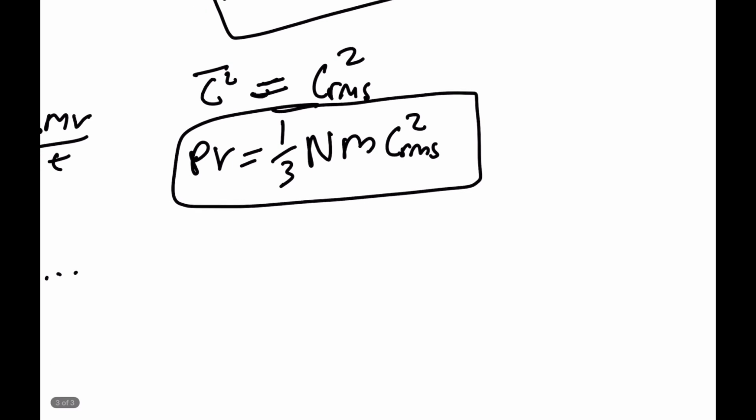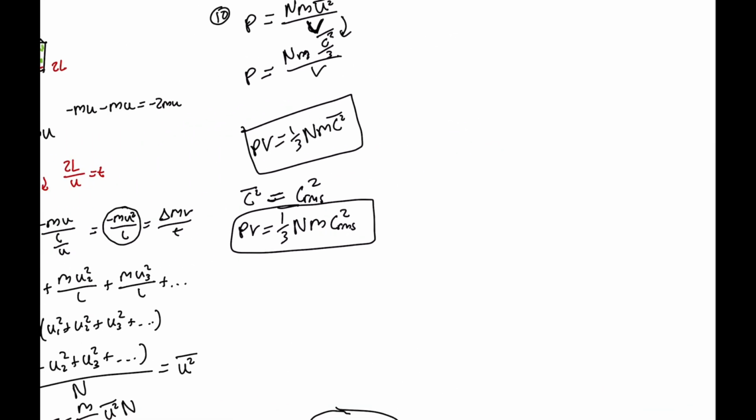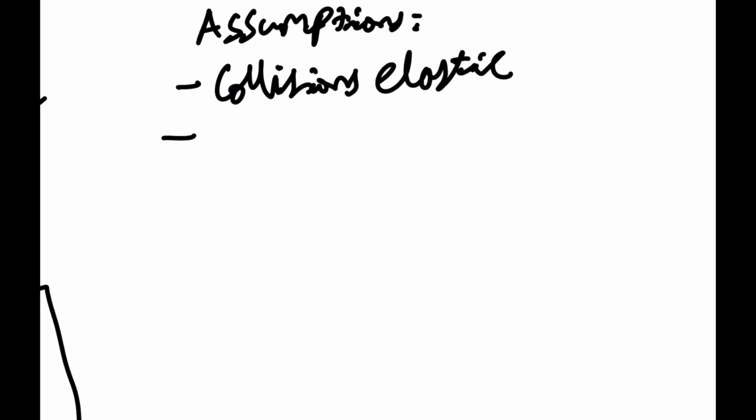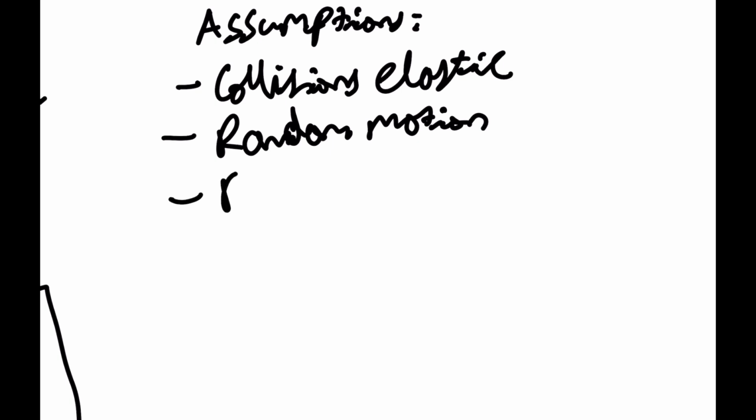Now let's look at the assumptions that we made for an ideal gas equation. Assumptions: we have that the collisions are elastic, that there is random motion of particles, and that all the particles follow Newton's laws.